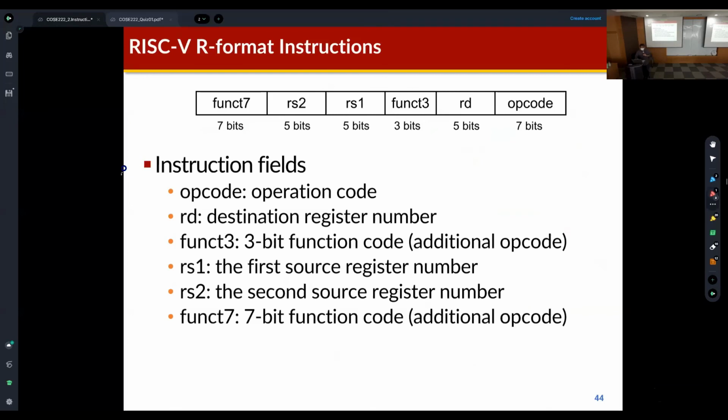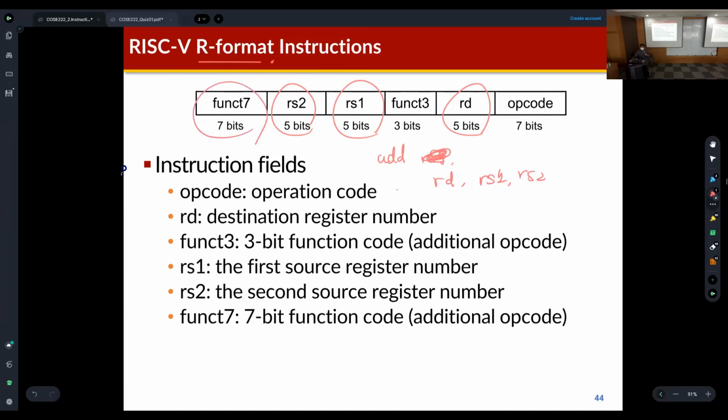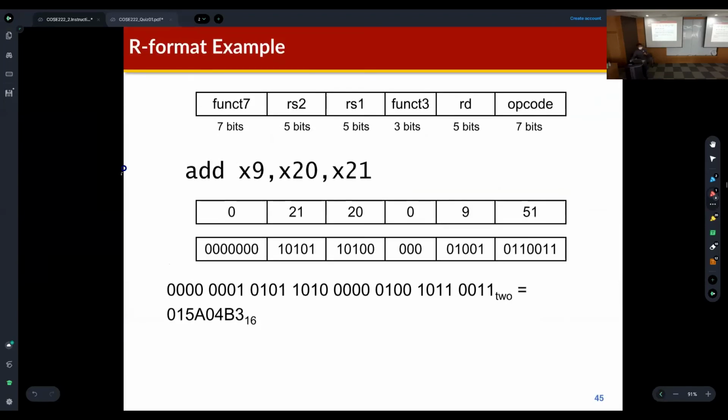Actually, I explained this. This is the R format instruction, so R type instruction. As I explained, the RD is here, RS1 is here, RS2 is here, like add RD, RS1, and RS2. And then using these function 7 and function 3 and the OP code field, the add is specified. So this is the example: add x9, x20, x21. This is the RD, RS1, the RS2.